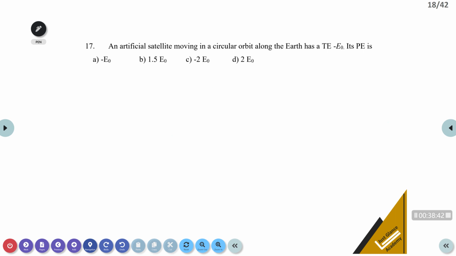17th. An artificial satellite is moving in a circular orbit around the Earth. Total energy is minus E0. What is the potential energy? We know the formula: potential energy equals 2 times the total energy. Of course, potential energy is negative, and total energy is also negative. So 2 into E naught, and this will be minus 2 E naught.